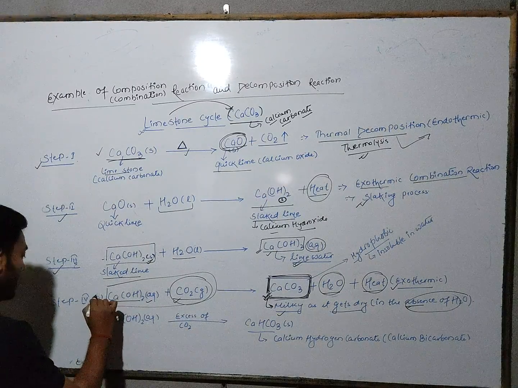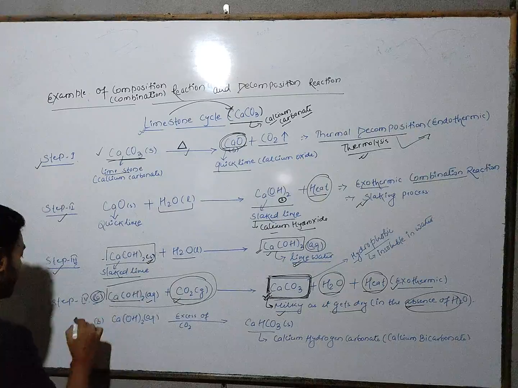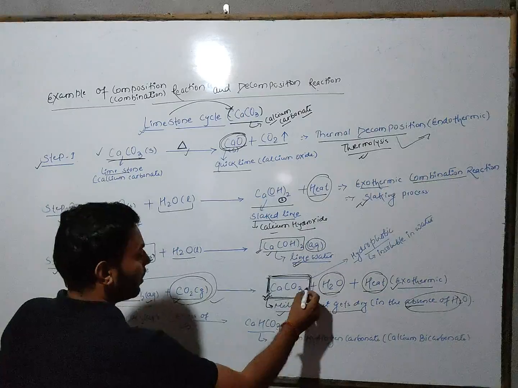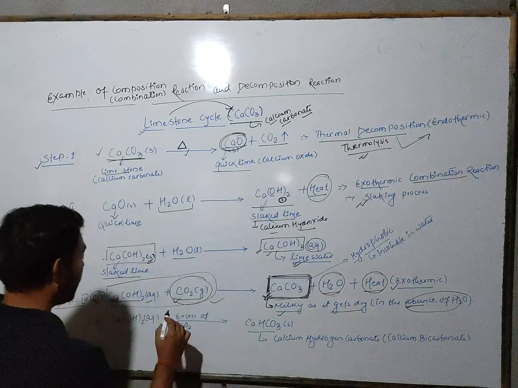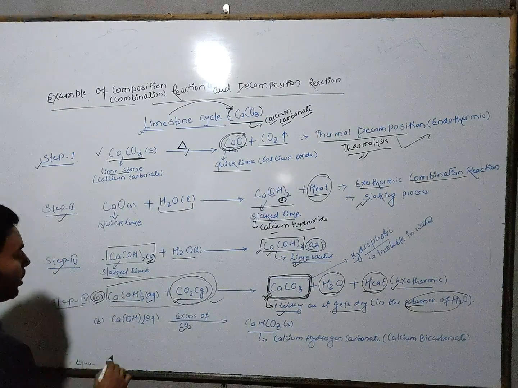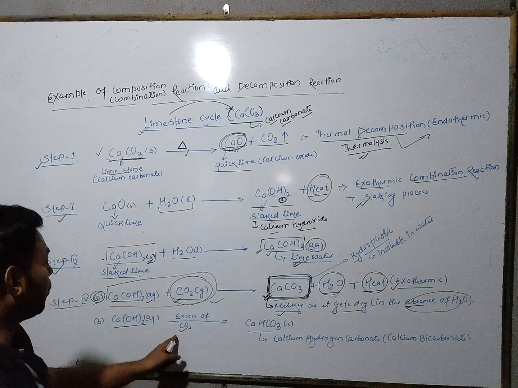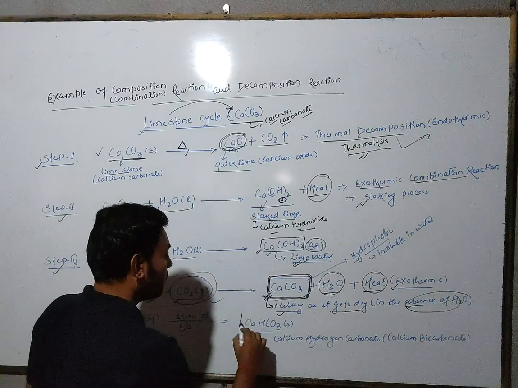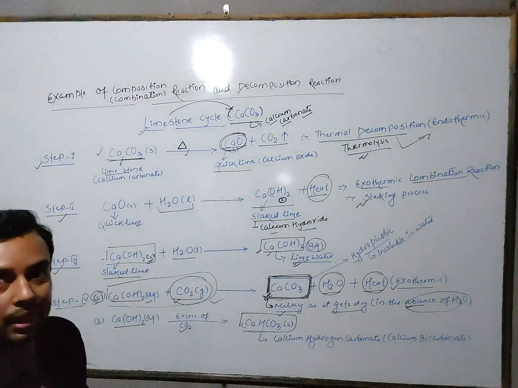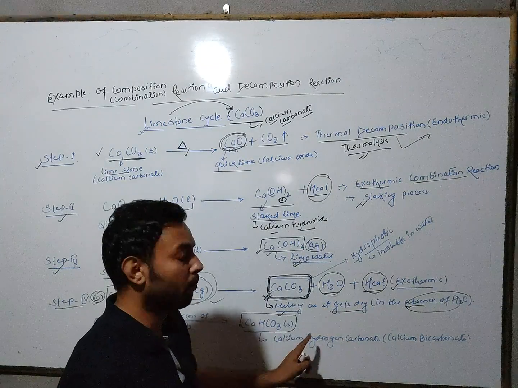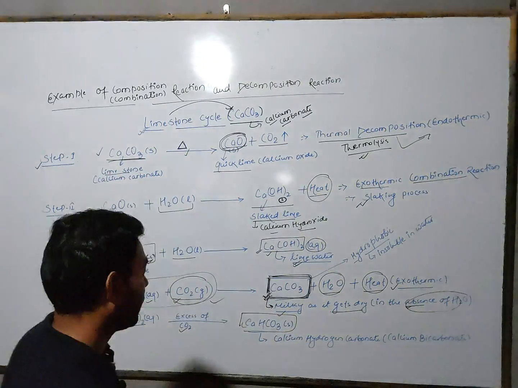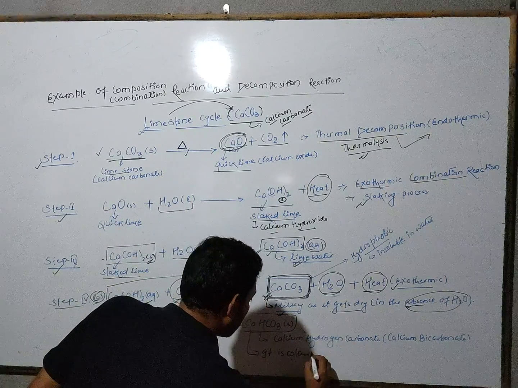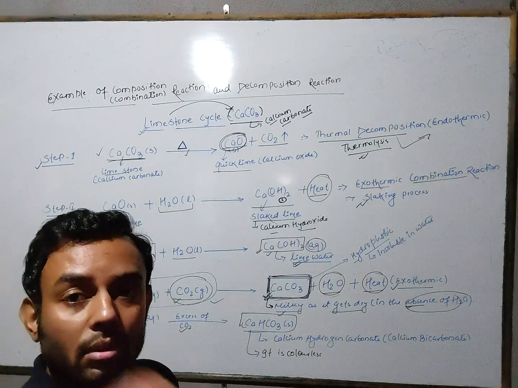You can see here that I have mentioned step 4 as step A and step B. Step A is a simple reaction which produces calcium carbonate, but if excess CO2 is added to calcium hydroxide in aqueous solution, it will produce calcium hydrogen carbonate. Calcium hydrogen carbonate means calcium bicarbonate. It is also termed calcium bicarbonate. It is colorless.